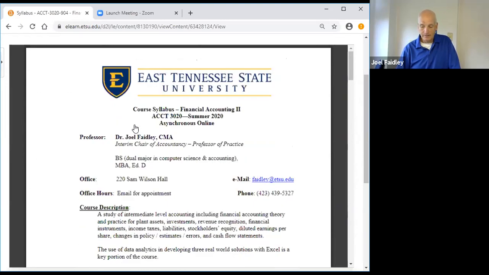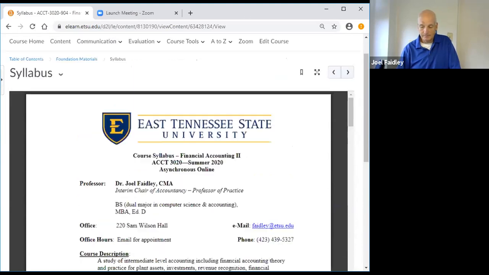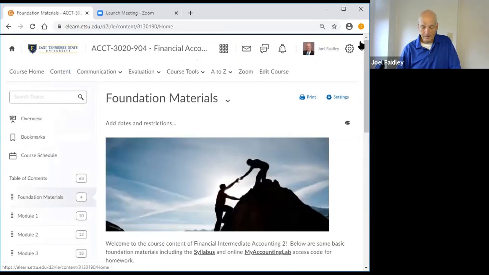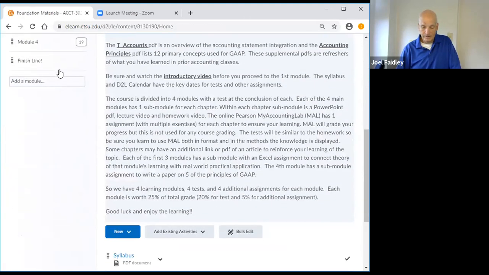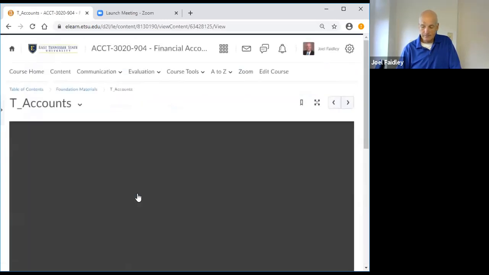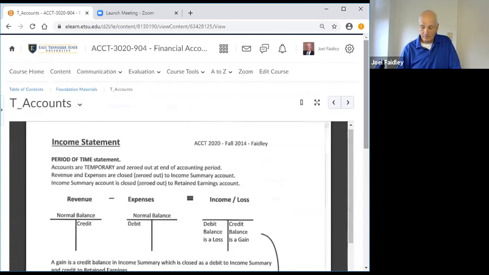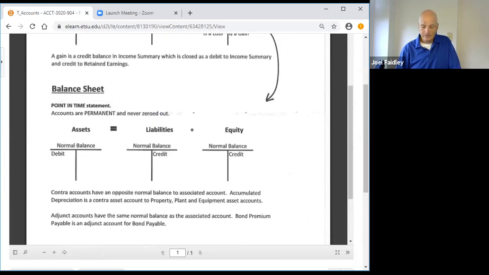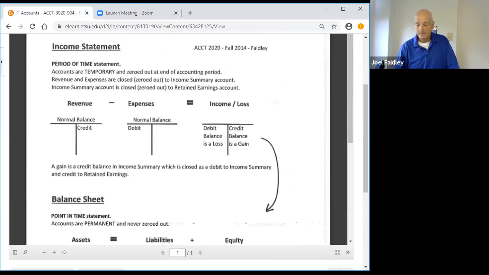The other part of this I wanted to look at is under the background or foundation, the T accounts and accounting principles. So very briefly, this is what you should have learned back in 2010 or 2020. You can see up there at the top, this is something I've used in the last 6 years for 2020, which is what I teach on occasion, not much anymore, but this is how the income statement and the balance sheet really fit together.